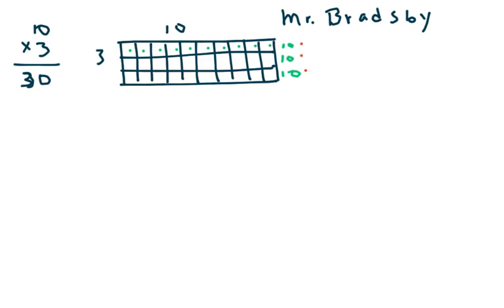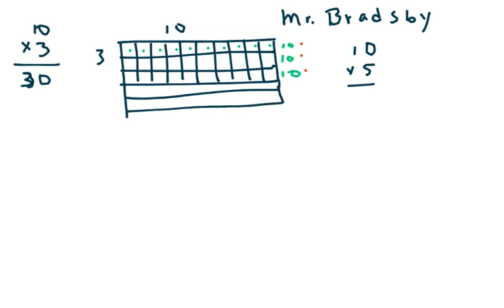That's 30. Okay, well, what if I had 10 multiplied by 5? Well, this is 3 tens, so if we just make it 5 tens. We extend it: 4, 5. Okay, so we'll change this from 3 times 10 to 5 by 10.